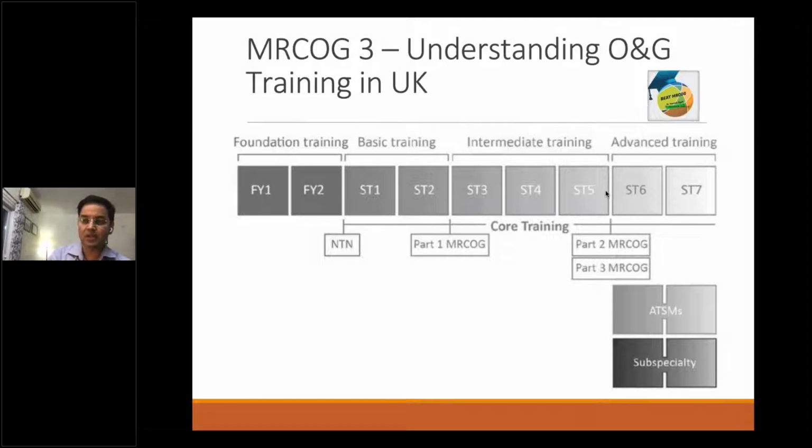In terms of South Asian countries like India, Pakistan and Bangladesh, given the kind of structure we have, they will be judging us somewhere at the level of a senior resident. The terminology is ST5 over there, and another terminology used is registrar.